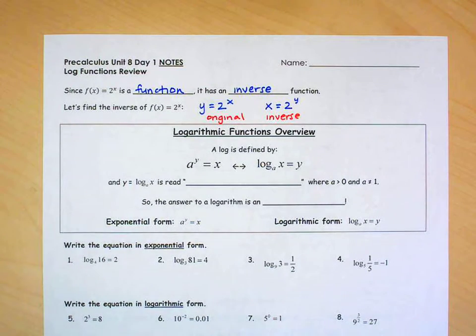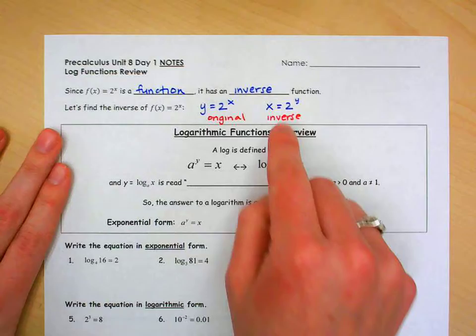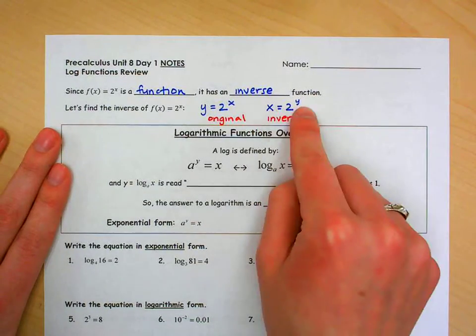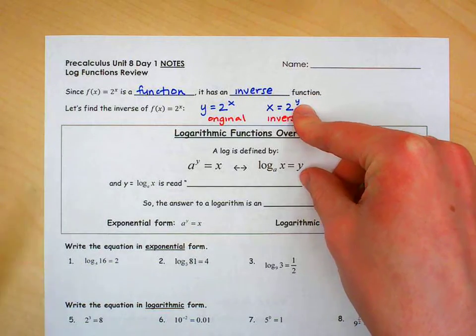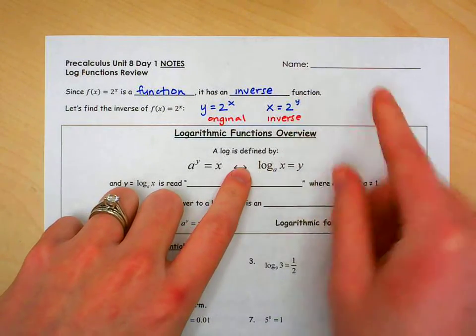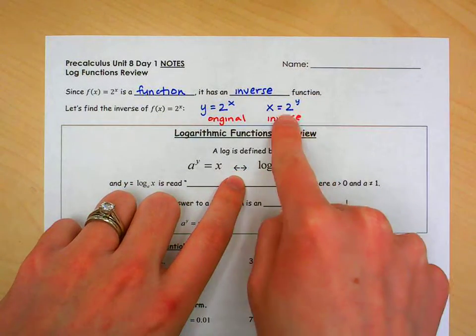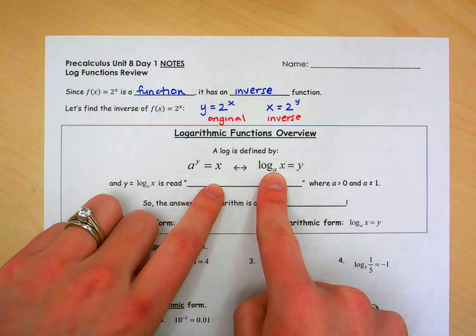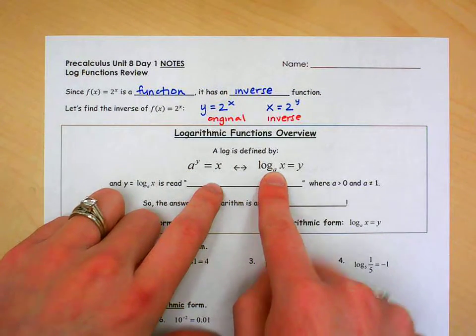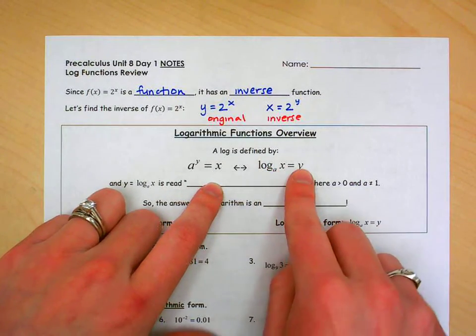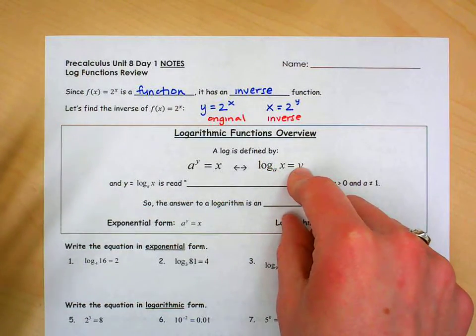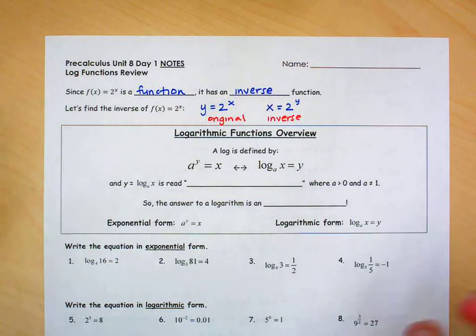If you remember from last year, logs take this kind of gross thing. It says, well, I want to get the exponent by itself, and we created this thing called a log to allow us to do that. What a log is going to do is take that base, so it becomes the base of my log, and then we switch the exponent with this x so that the exponent is now by itself. So logs are the inverse functions of exponentials.